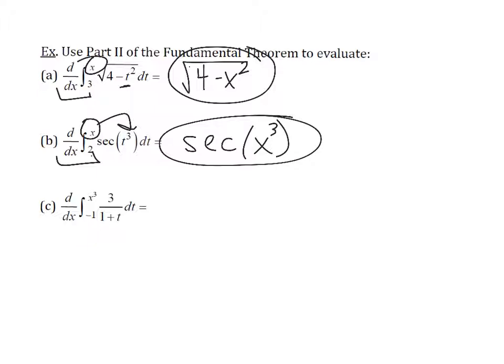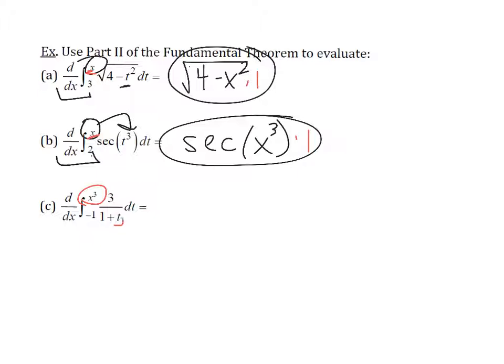And the third one is a little different. Look what's here. We don't have an x, we have an x cubed. So this is my chain rule. When I take the derivative of x in the first two, that was just 1. So this is like multiplying by 1. It's not going to do anything to it. But for this one, I'm going to have to multiply by the derivative of x cubed.